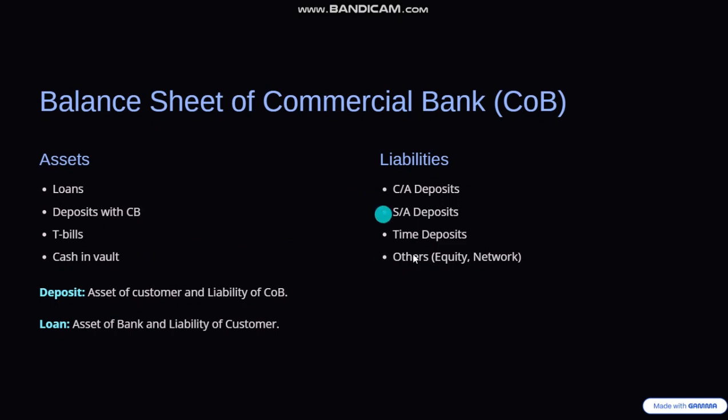On this side, customer deposits. These three, the CA deposits, SA deposits, and time deposits, are customer deposits. Customer deposits are the largest liability for CoB. Let's start with CA deposits. CA stands for current account, which is highly liquid, usually with no interest. SA stands for savings account. These give small interest and are widely used by households. Then time deposits, or TD, which are fixed deposits with maturity dates. Then other liabilities like equity, net worth, obligations, etc.